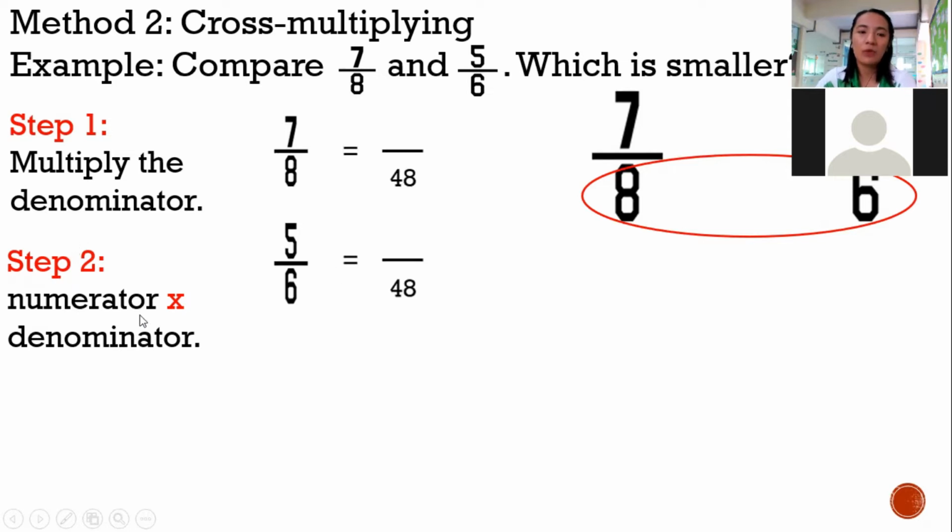Next, step 2, we need to multiply the denominator and numerator. So first, we have 7 multiplied to the denominator of the second fraction. So 7 times 6 is equal to 42. Next, 5 times 8 is equal to 40. Let's compare it again. Which is smaller, 7 over 8 or 5 over 6? The answer will be 5 over 6.